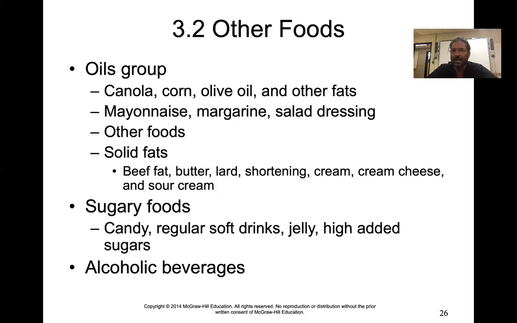So your solid fats would be solid at room temperature. So beef fat, butter, lard, pig's fat, shortening. Shortening generally is chemically altered to be solid at room temperature. It just helps store it. Some people say that it makes better baked goods. Cream is a fat. Cream cheese and sour cream, right?